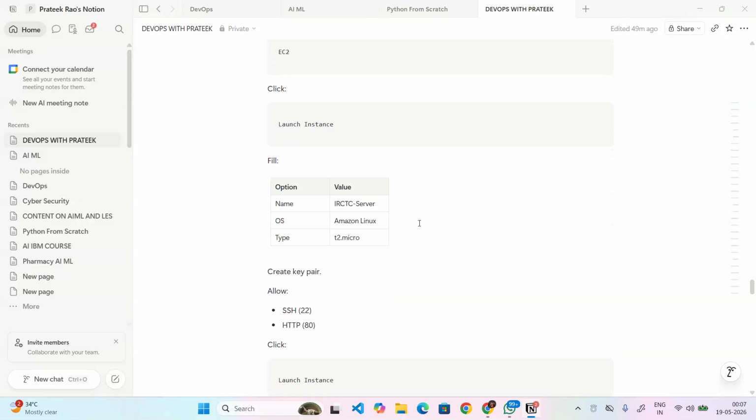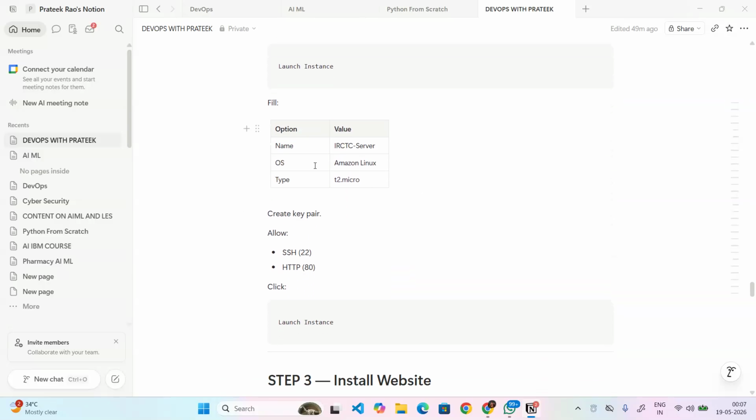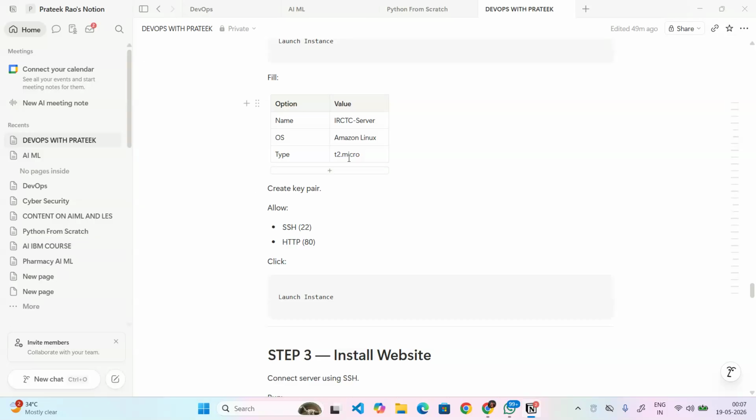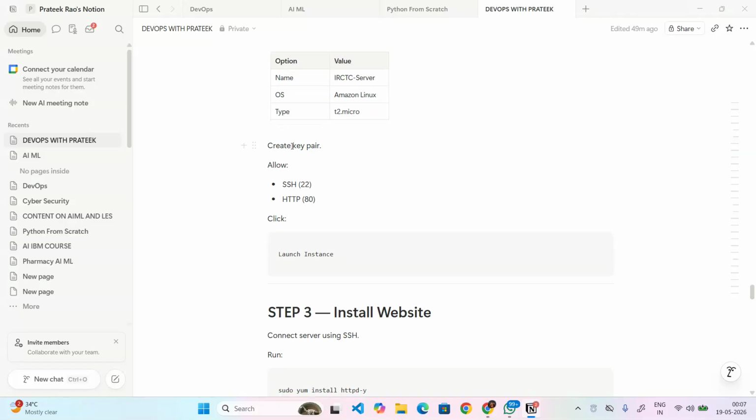So coming to the server, whenever you are going to create it, you need to give a certain name and operating system type, which is needed. Coming to the operating system, you need to select the one only, and coming to the instance type, T2 is the micro one, and which is free. Then you need to go with the key pair, which is very simple to create, and then you need to go with the port. You can give any port like SSH or HTTP.